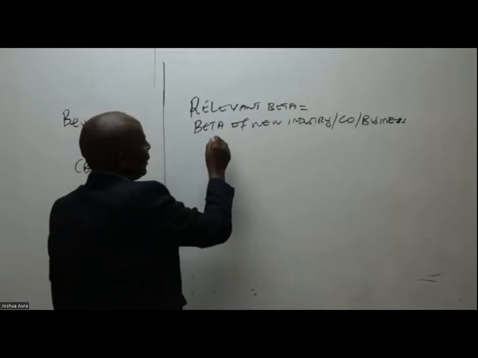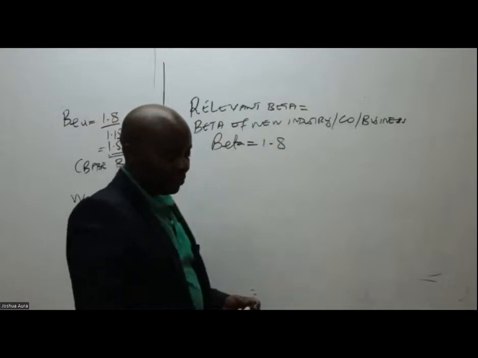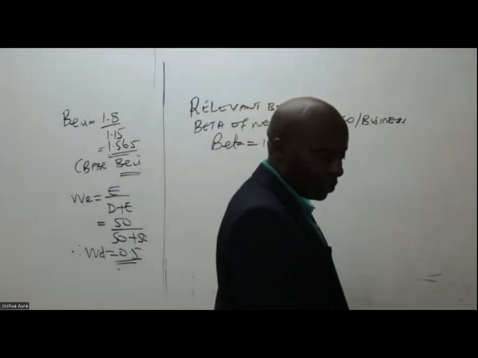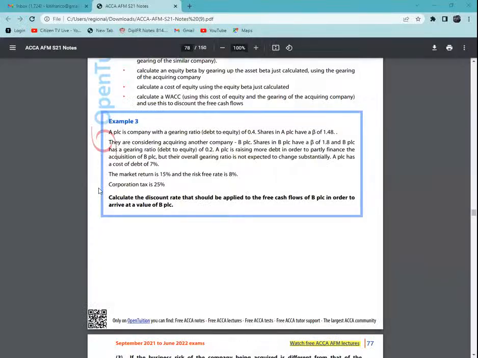And the beta that they have given me is a beta of 1.8 of the new business. Beta of this company is 1.8. Then I need to ask myself, is this new business levered or unlevered? You look at the capital structure given. I can see it has debt and equity in it. So it's a levered firm.